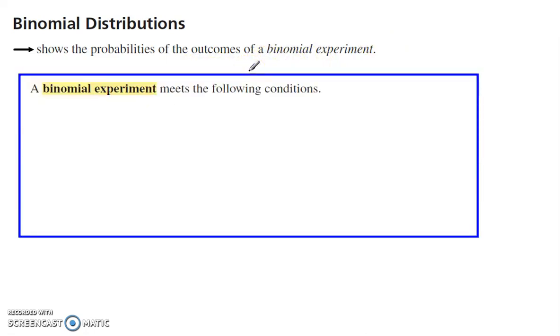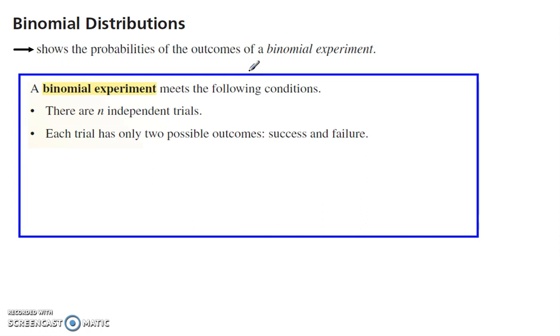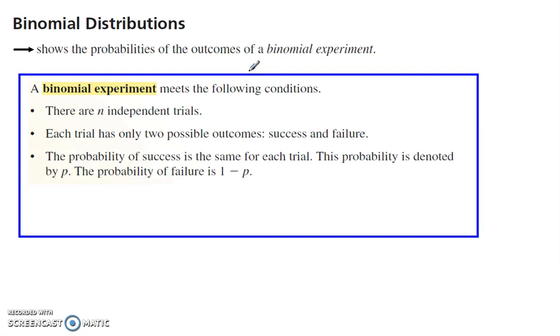All right, binomial distributions. The binomial distribution shows the probabilities of the outcomes of a binomial experiment. Now a binomial experiment has to meet these conditions. There have to be n, a certain amount of independent trials. Each trial has only two possible outcomes, success and failure. So either it is it or it is not it. The probability of success is the same for each trial.